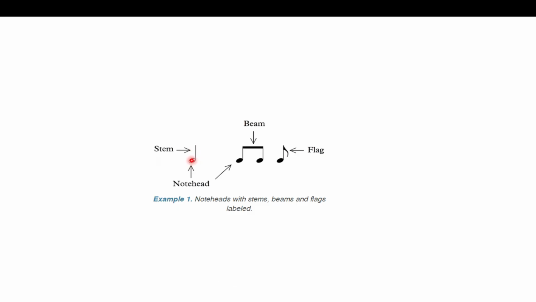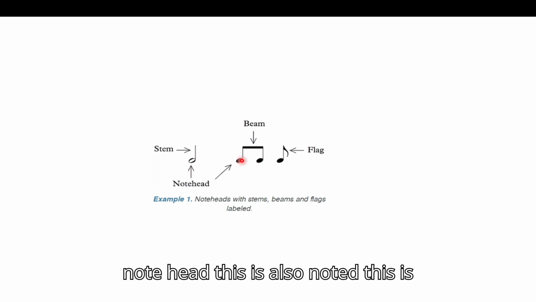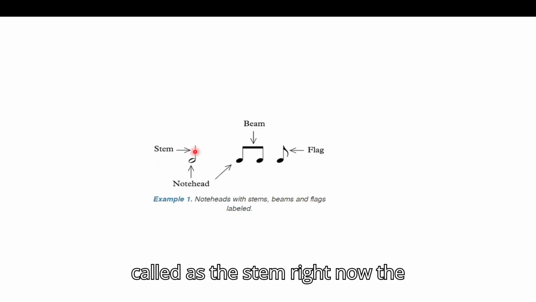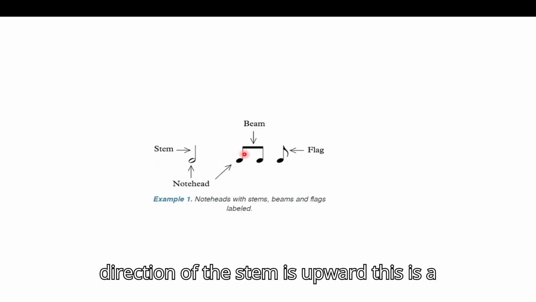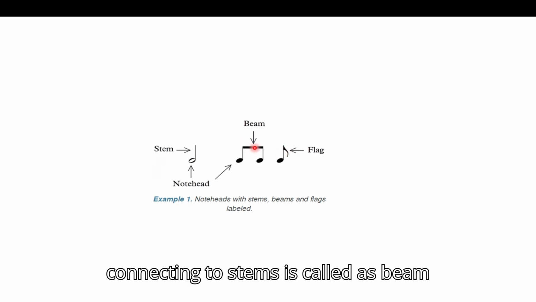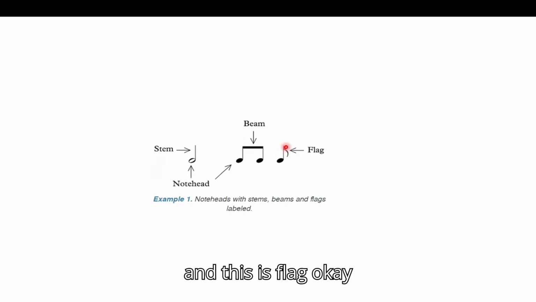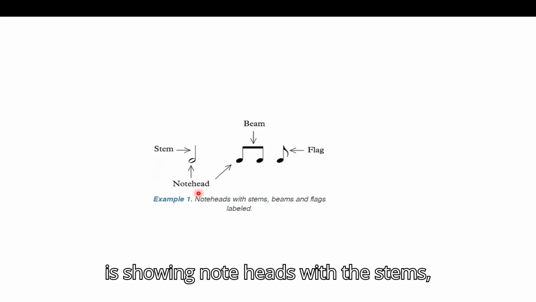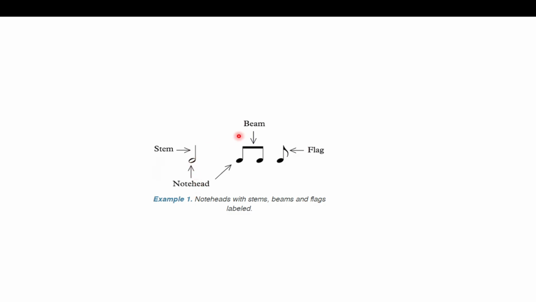Now, after knowing this, in the previous tutorial we just saw these notes. This part is called the note head. This is also a note head. This is also a note head. This is also a note head. This is called the stem. Right now, the direction of the stem is upward. This is a stem. This is a stem. Connecting two stems is called a beam, and this is a flag. Basically, this is an example showing note heads with stems, beams, and flags.